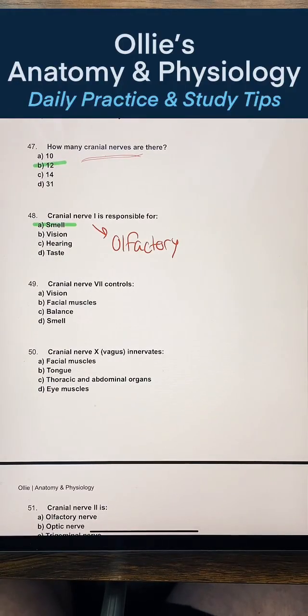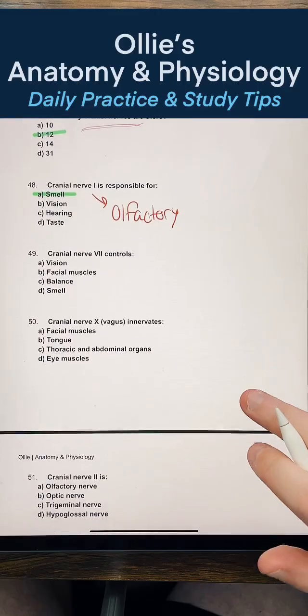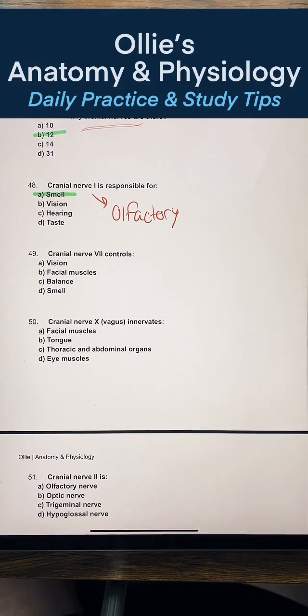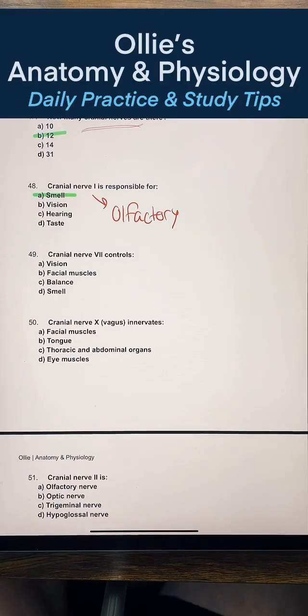It's going to detect your odorants and smells. Number 49, cranial nerve VII controls what? Cranial nerve 7 is going to control what? I'll give you guys a moment to answer, and then I'll give you which name this one is, and then we'll go over the answer.